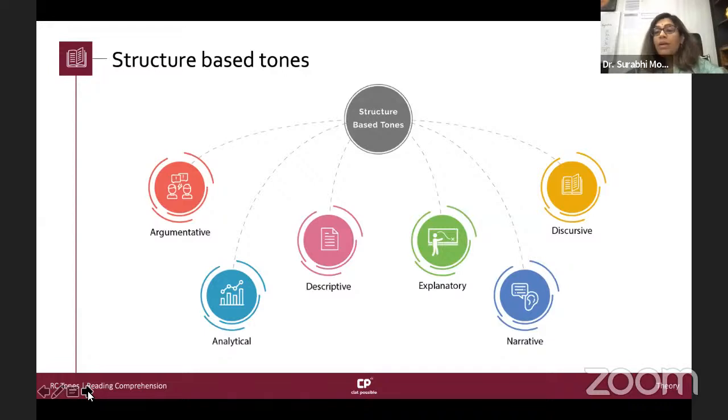Right? Narrative. Narrative is a tone where the author tells you a story which progresses in time. There is movement of time also in this tone. Movement of time means there is a sequence, the way things progress. This happened, then this happened, then this happened.